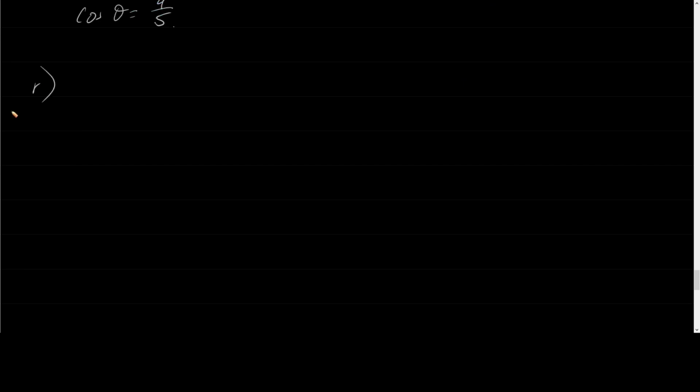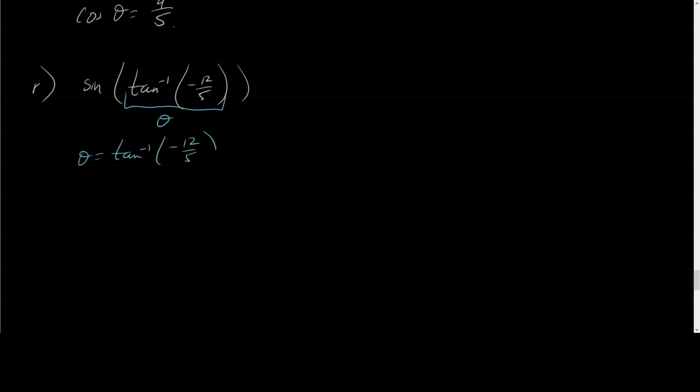R. Let's say that I have sine of tan inverse of -12/5. All right. And again, we start by saying that this inside here must be some sort of theta. So theta is equal to tan inverse of -12/5. So that tan theta is equal to -12/5.